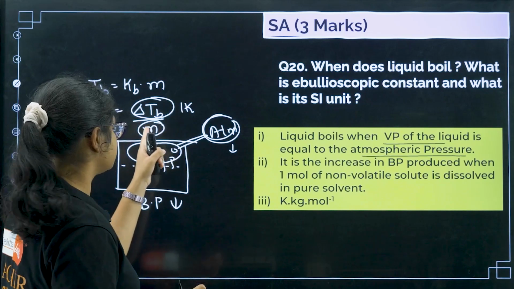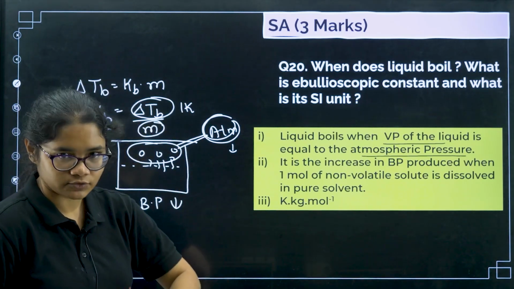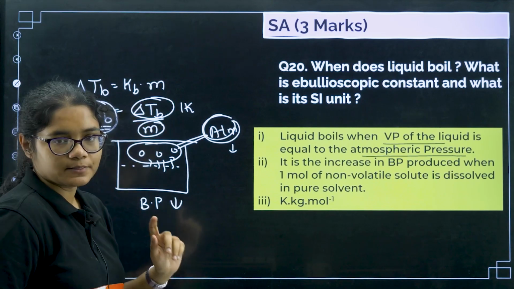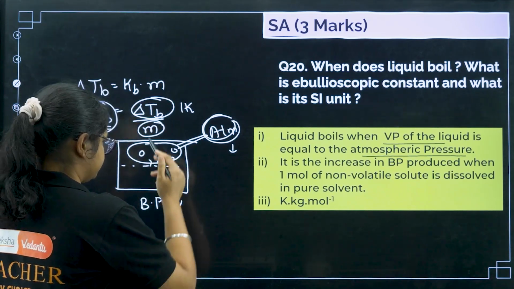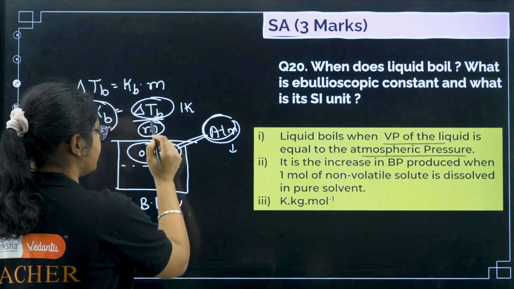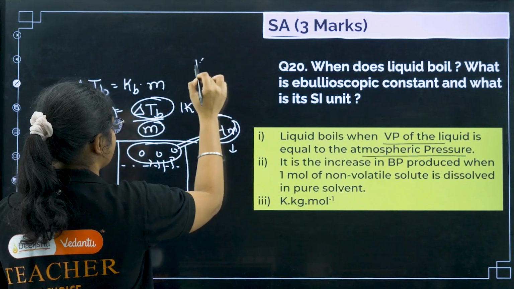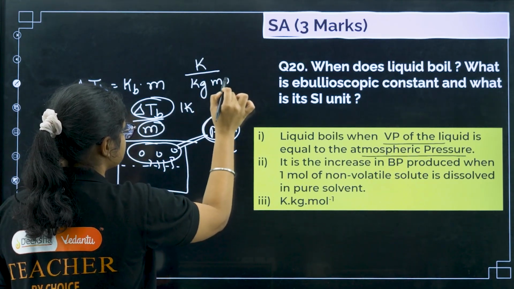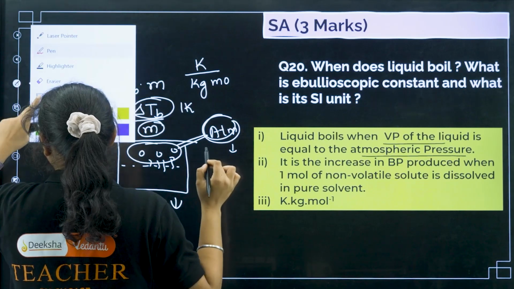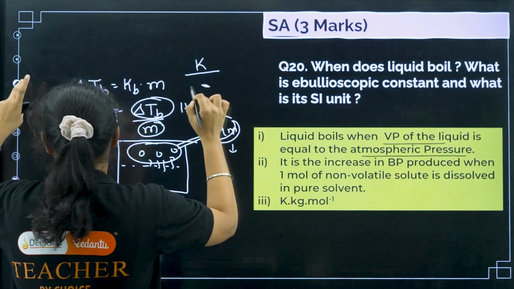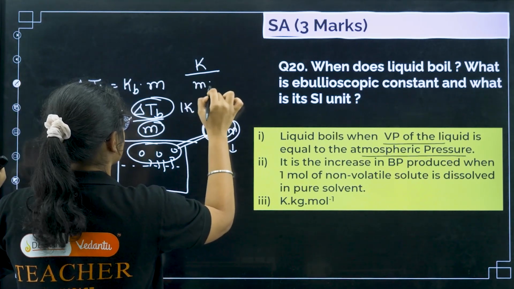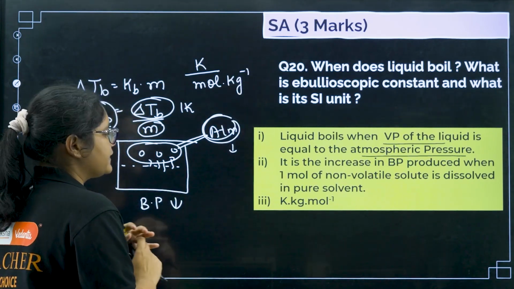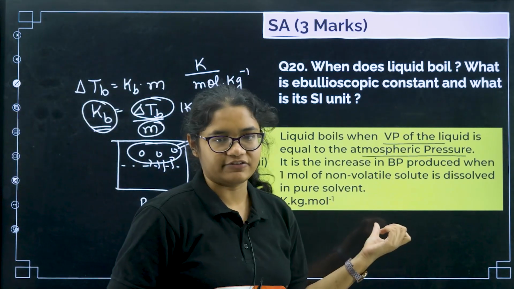When 1 mole of a solute is dissolved in 1 kg of solvent, whatever delta Tb is found, that is your Kb. Now if you talk about the unit, the delta Tb value is in Kelvin, and molality is moles per kg, that is mole kg inverse. So we get the unit Kelvin kg mole inverse.